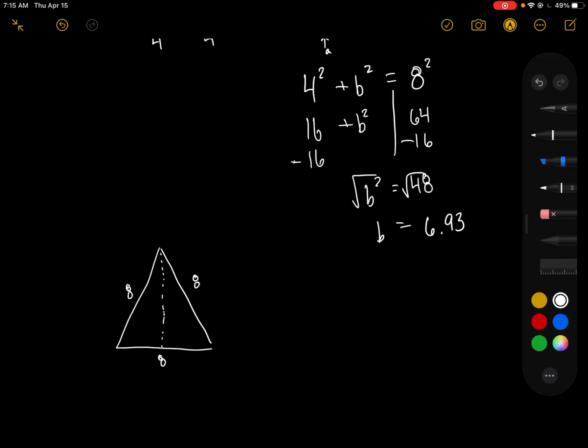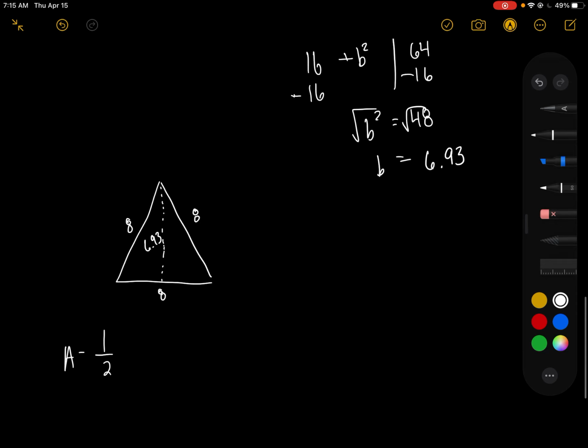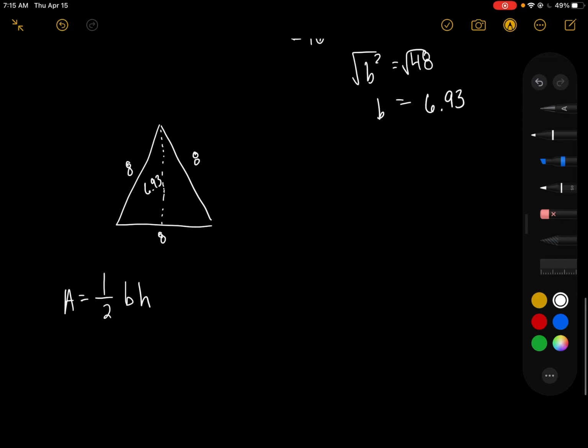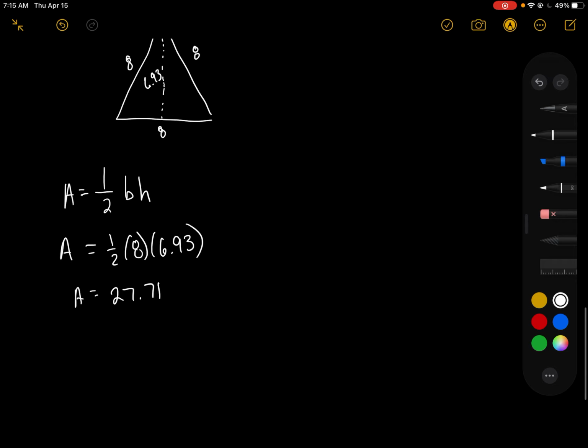So let's redraw this. And that's my advice to you. When you're done, go back to square one. Each of our sides is 8. We now know from the top to the bottom directly is 6.93. So the way that we find the area of this triangle is 1/2 of the base times its height. So in this case, we'll have 1/2 of its base times its height. So the area of our base now is 27.71. And that's just a single base, either the top or the bottom.